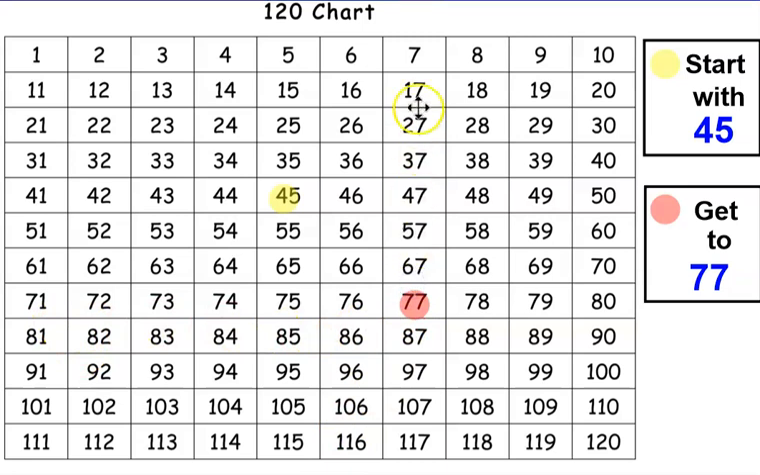I'm noticing too, if I start with 7 and I go down this column, each one of them ends in 7 because I'm increasing by 10. So I know 77 has to be in this column here. Okay, you ready? Let's start with 45 and get to 77. I want you to practice counting out loud with me.